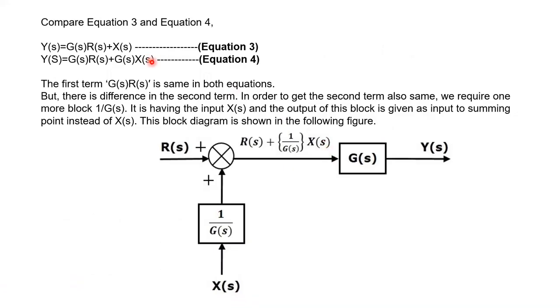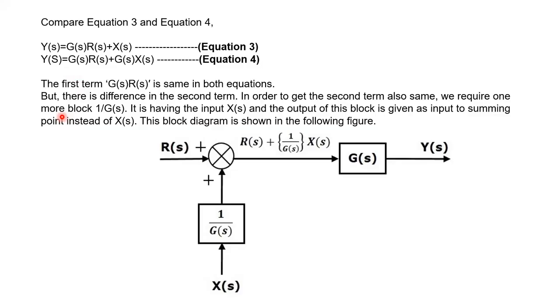Now if you compare equation number 3 and 4, you will again find that the first term is similar but the second term is different. Now the condition is reversed. Here G(s) is multiplied with X(s) in equation number 4, whereas G(s) is absent in equation number 3. Now we want to get G(s) here so that your output gets similar.